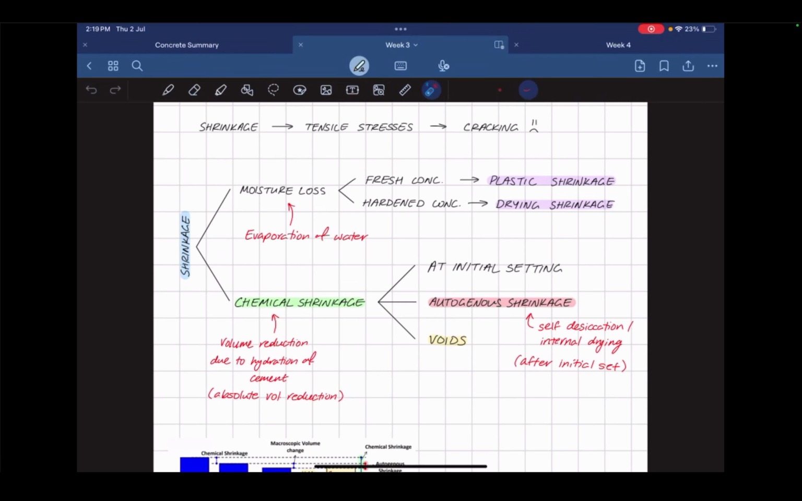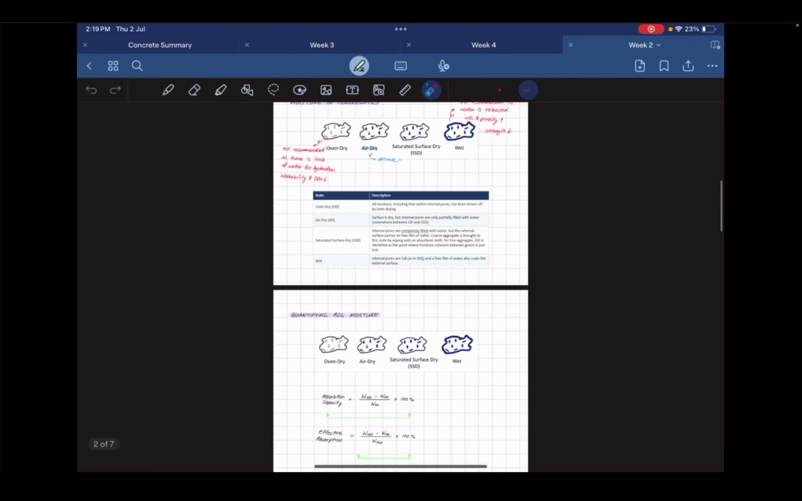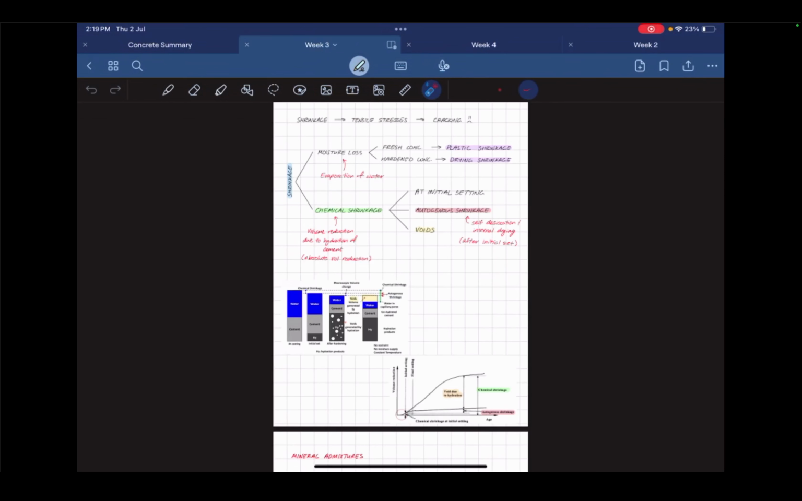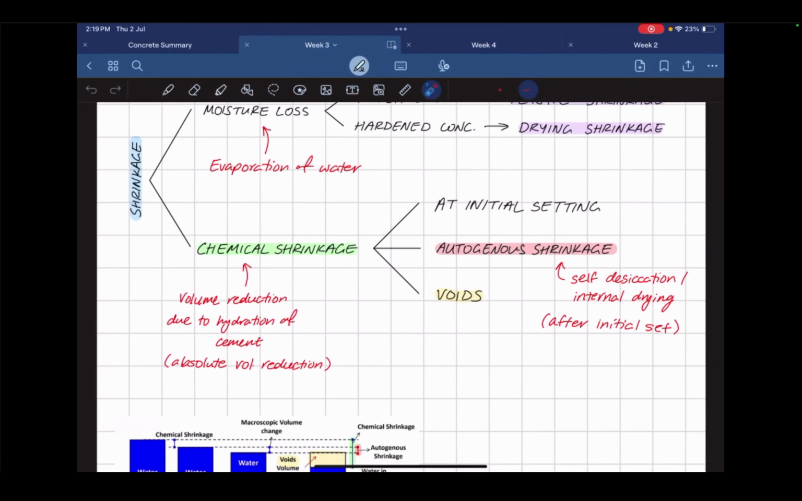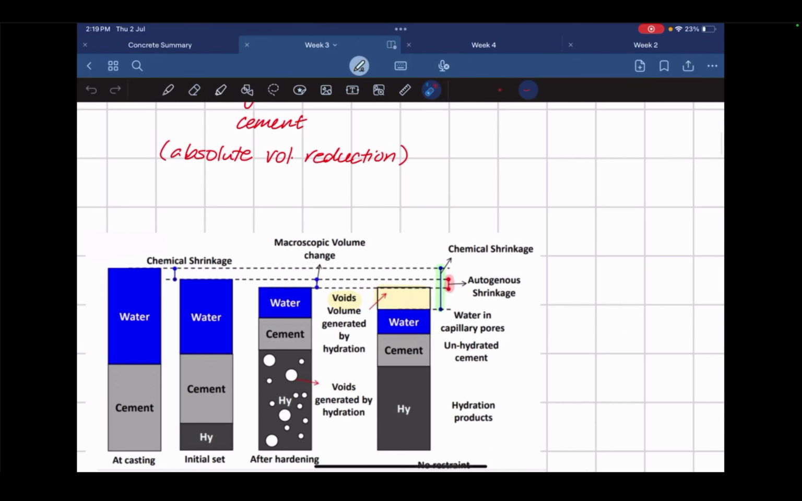I'm not sure if you guys remember. So the water actually drying from here to here, that's what we call self-desiccation. And there's also voids, which cause a reduction in volume. There's a diagram here which explains what chemical shrinkage is. There's three parts to it: autogenous shrinkage, voids, and one other part.